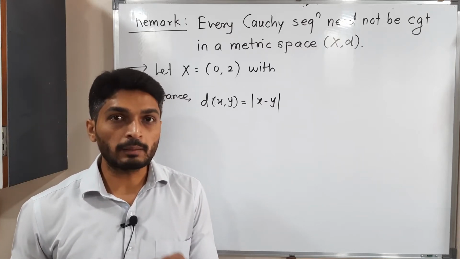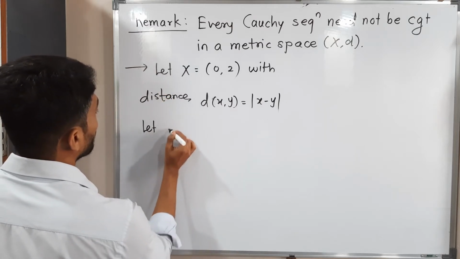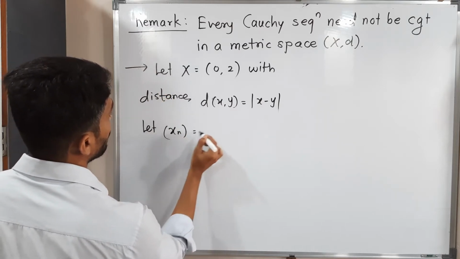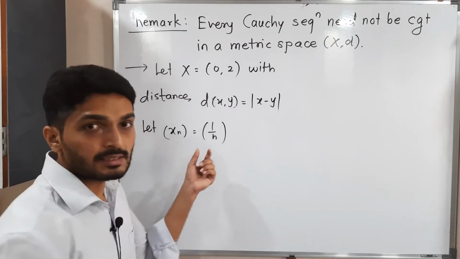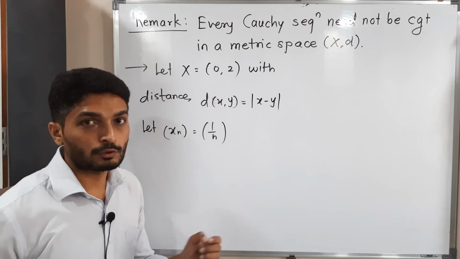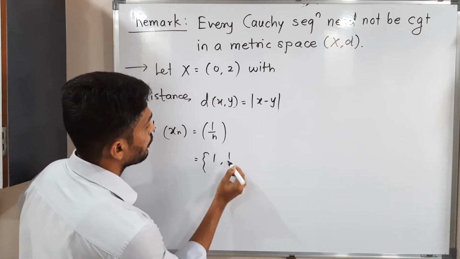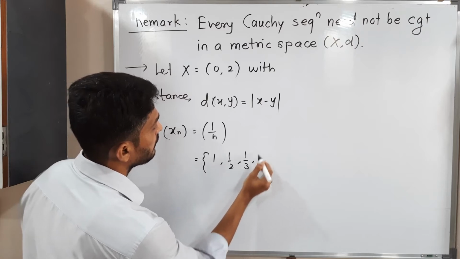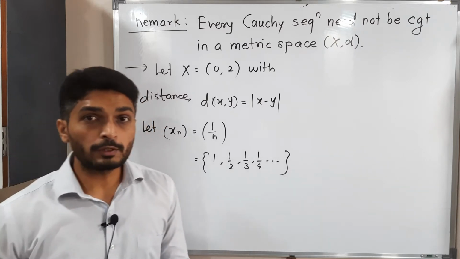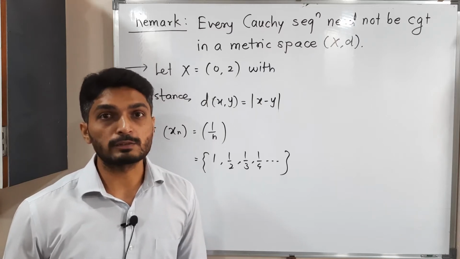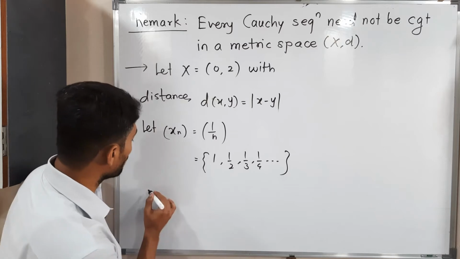After that, I am going to take one sequence. Let xn equal 1 by n. You are familiar with this sequence. It has terms 1, 1 by 2, 1 by 3, 1 by 4 and so on. Now we are going to prove that this is a Cauchy sequence but not convergent in the given metric space (X, d).